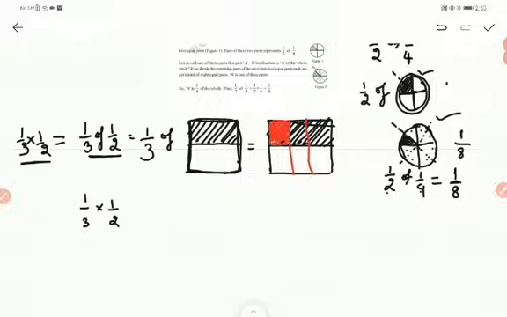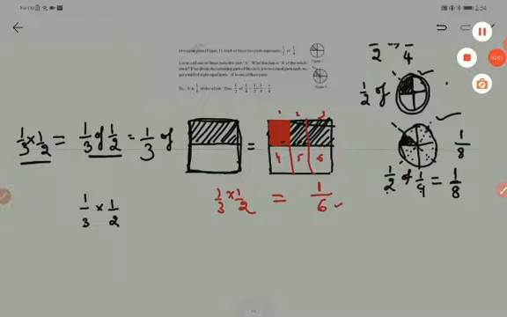So what is your answer when you look at the pictorial representation? This whole is divided into how many parts? 1, 2, 3, 4, 5 and 6, isn't it? So this whole is divided into 6 parts. And our shaded region is how much? 1. So 1 by 3 multiplied by 1 by 2 is nothing but 1 by 6, isn't it? Let us take one more example.